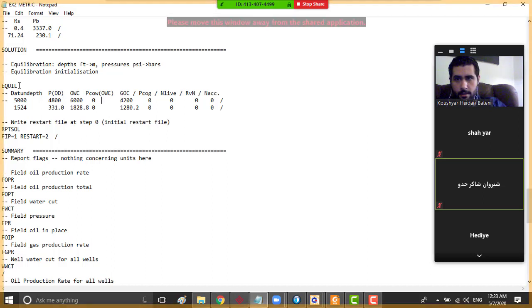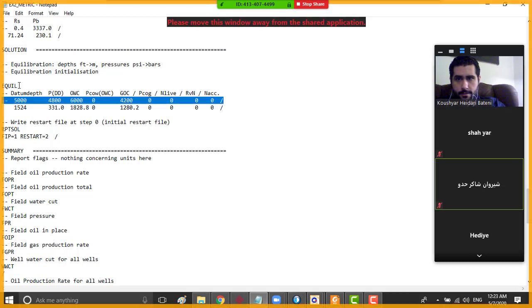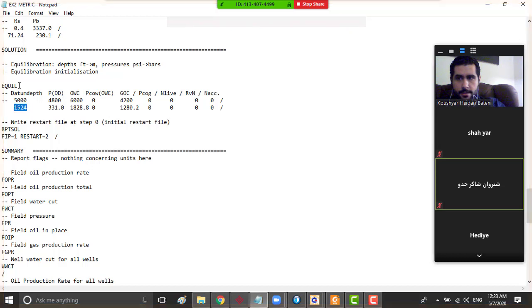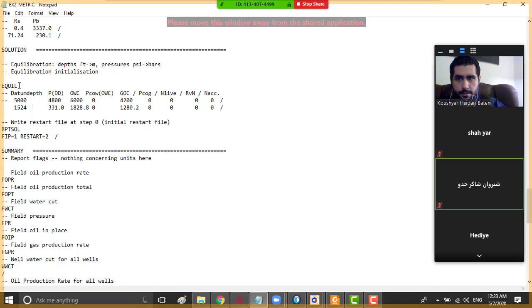Now let's do the conversion from the field system to the metric system. How do we do that? This first column is a depth which is given in feet. You have to convert it to meters. How do you do that? You divide it by 3.4 and so on. You're going to reach the datum depth in meters.